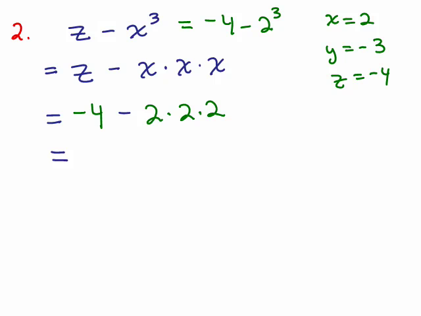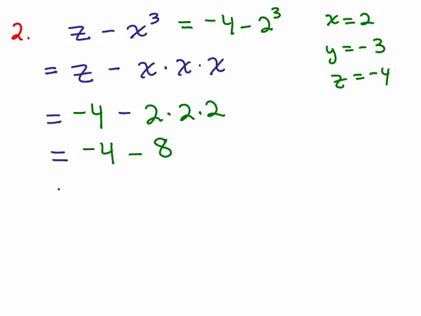So we've got -4 minus, right, in the order of operations, you need to do multiplication before subtracting. So that's 8. And if you did it this way, you would do the exponents first. So 2 cubed is 8, just like 2 times 2 times 2 is 8.